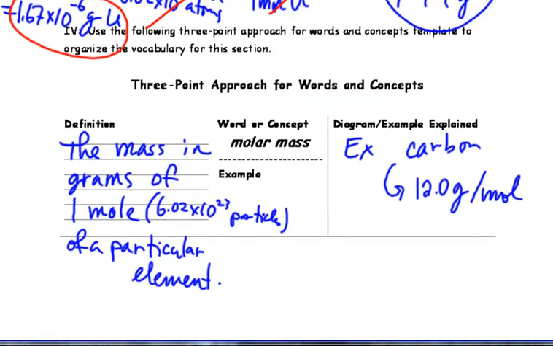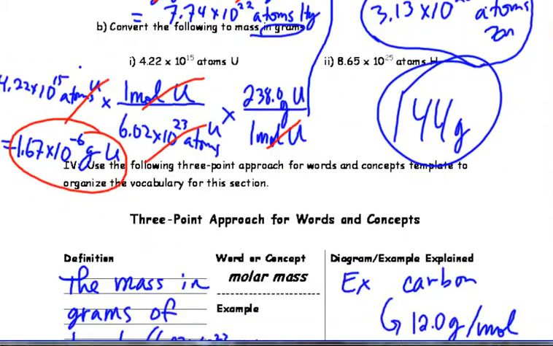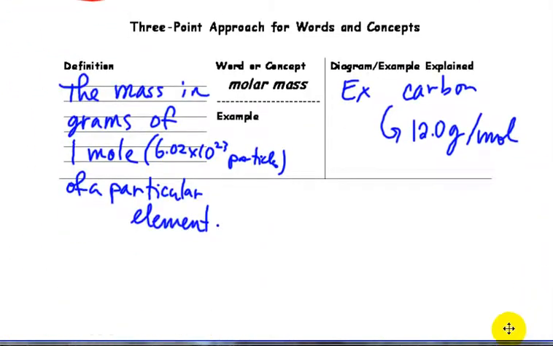Lastly, just one definition here. Molar mass. So the mass in grams of one mole of a particular element. For example, carbon, 12.0 grams in every one mole. So it's usually stated as grams per mole.